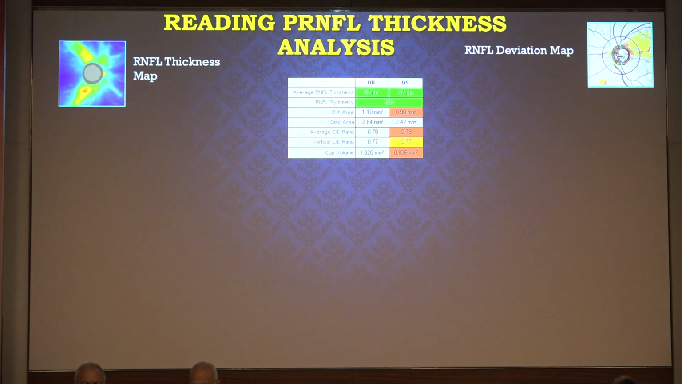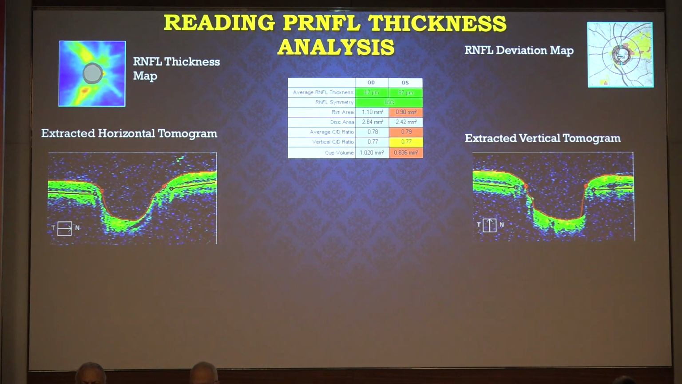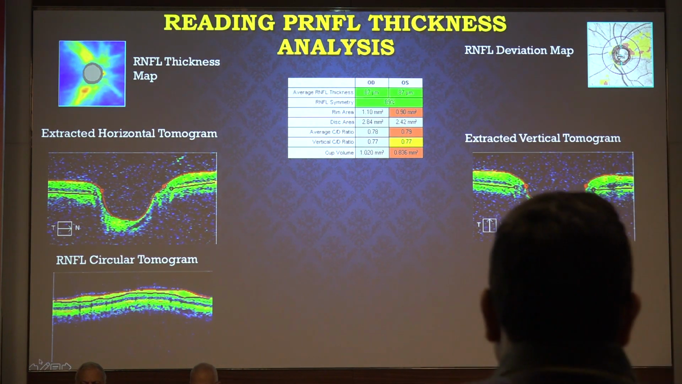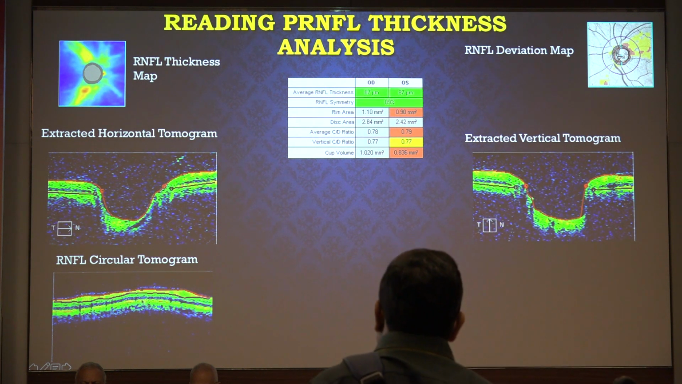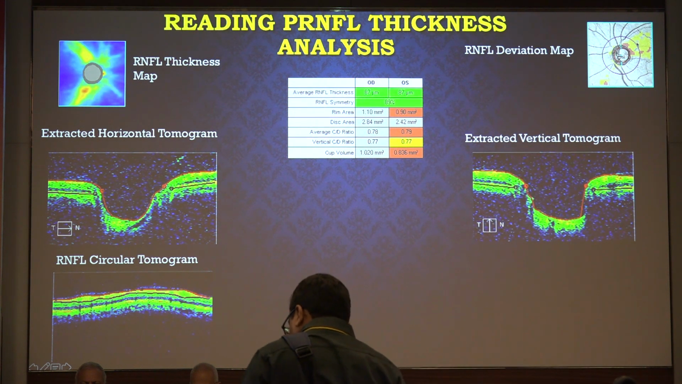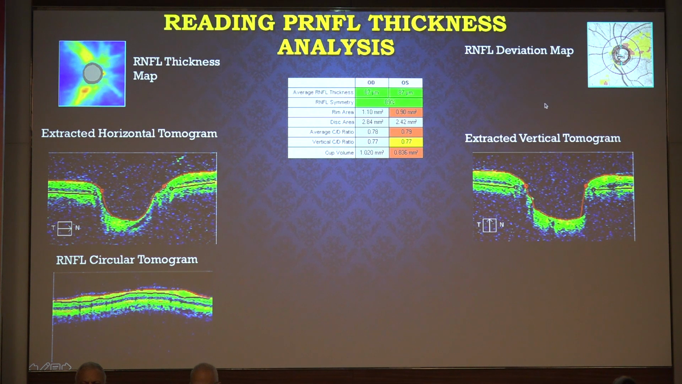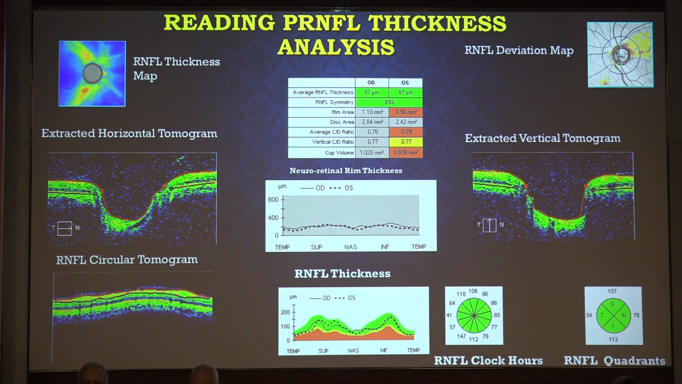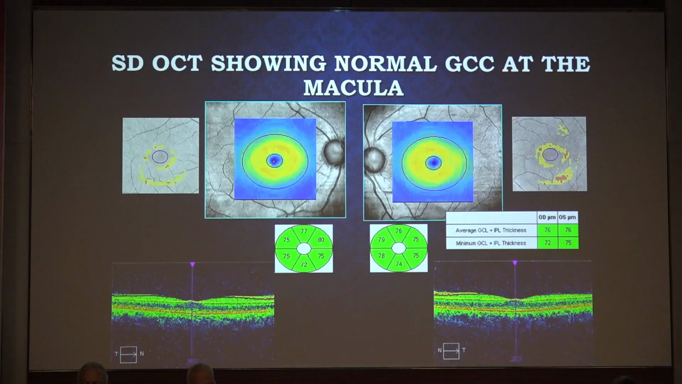Then the actual parameters of the optic nerve in terms of the disc area and rim area are also given. You also have the cross-sectional images. You will see all these things, and this is an RNFL circular tomogram. So this is the cut section of the retina along this circle here. Next, we also have the NRR thickness from both the eyes and RNFL thickness from both the eyes. And lastly, we get the averages along the clock hours and the 4 quadrants. This is about your RNFL map.